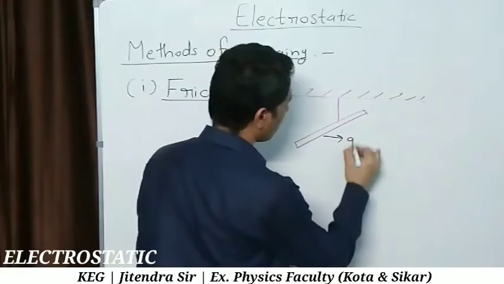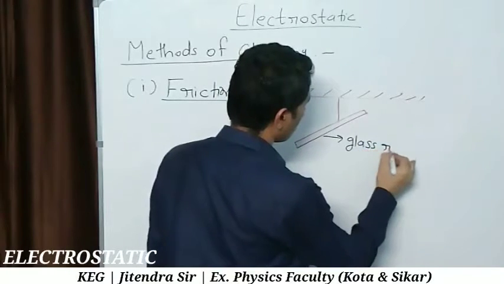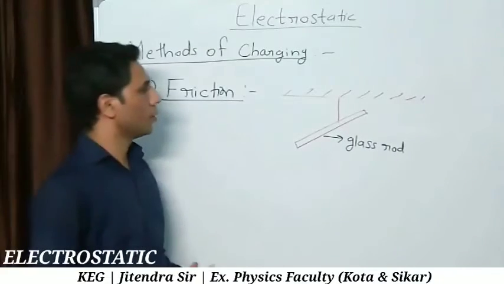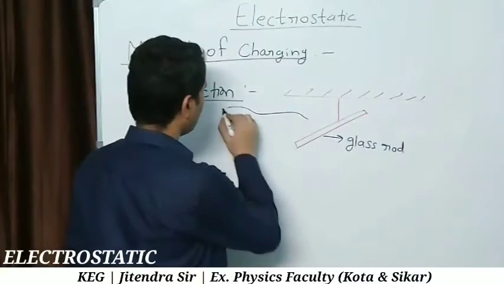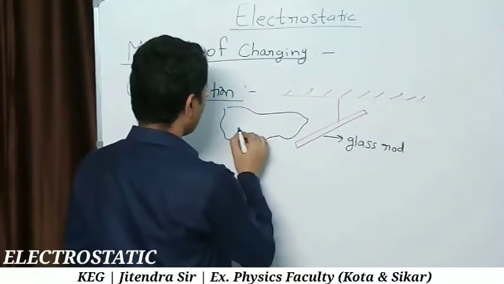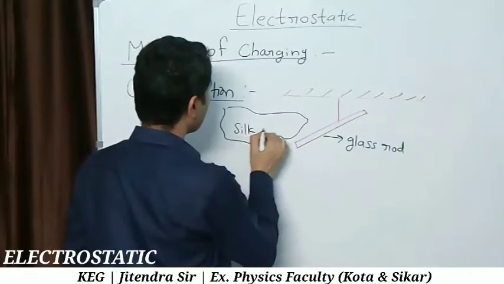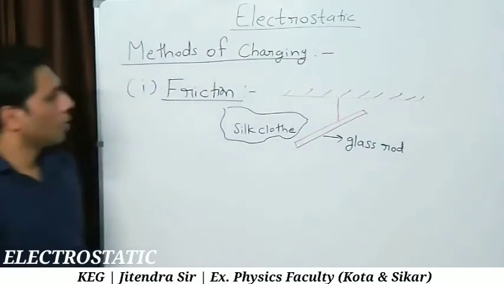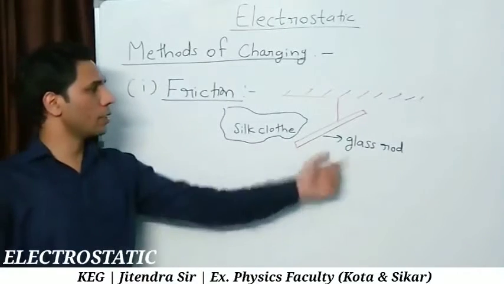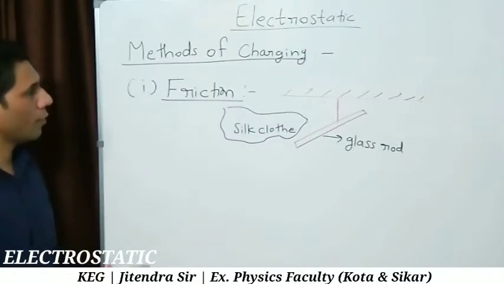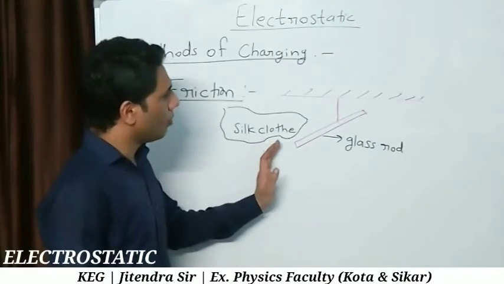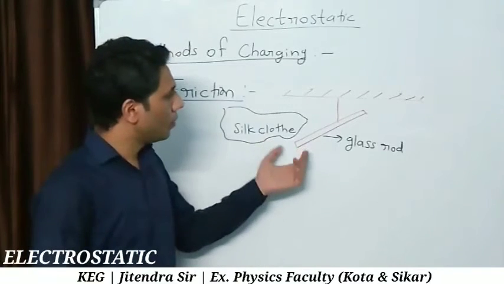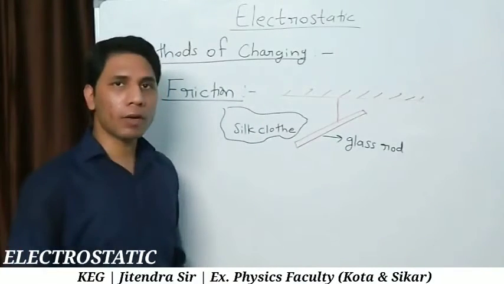This is the glass rod and I am taking here a silk cloth also. This is our silk cloth and this is our glass rod. Now what we will do, we rub the glass rod with the silk cloth.